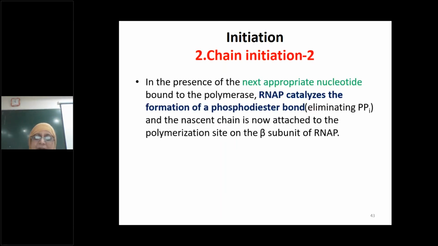Then what will happen in the presence of the next appropriate nucleotide bound to the polymerase? The RNA polymerase catalyzes the formation of a phosphodiester bond. So when the second nucleotide is added, there is a formation of a phosphodiester bond, and at the same time there will be elimination of a pyrophosphate. And the nascent chain will now be attached to the polymerization site on the beta subunit of the RNA polymerase. So at this beta subunit, the nucleotides will go on adding and the chain length will increase.